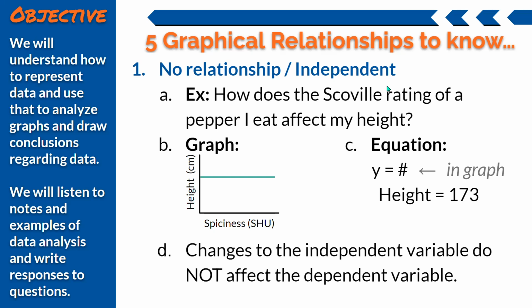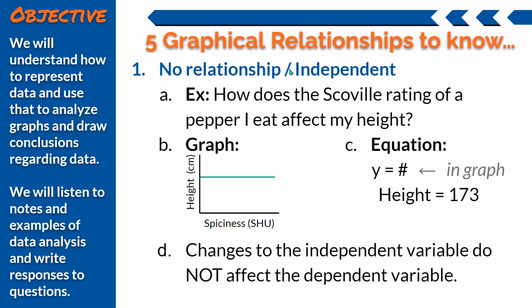They don't affect one another. And that's what this says down here. Changes to the independent variable do not affect the dependent variable. The equation of the line that you would get in this type of graph would just be y equals whatever number that y-intercept is. So in this case, it would be height equals, if it was my height, 173 centimeters. That would be what I would expect to see for my equation for the line, and yours would be whatever your height is.